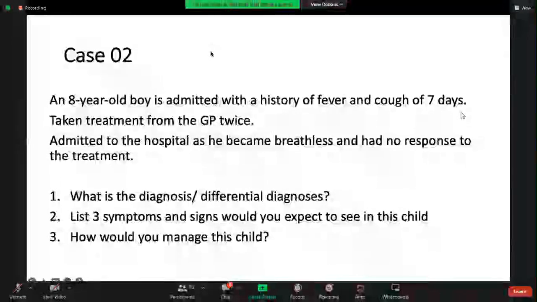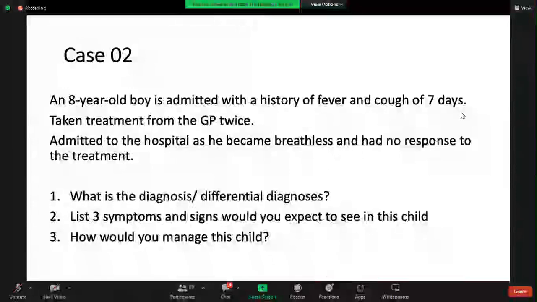Start. An 8-year-old boy is admitted with a history of fever and cough for 7 days, taken treatment from the GP twice, and admitted to the hospital as he became breathless and had no response to treatment. What is the diagnosis or differential diagnosis?